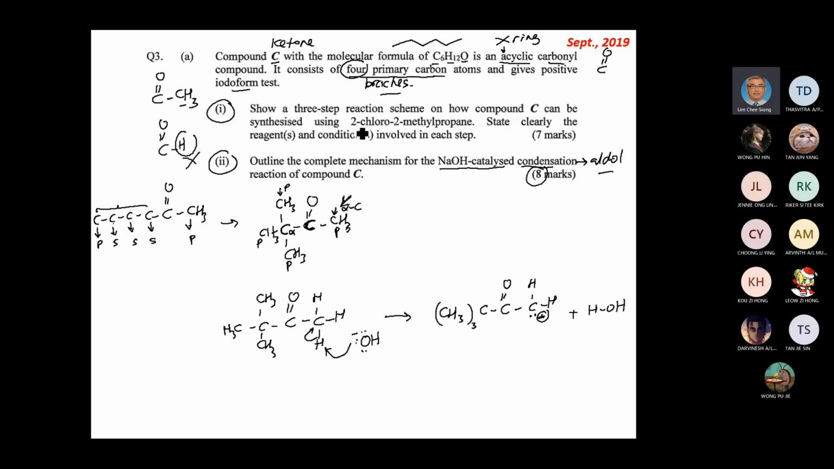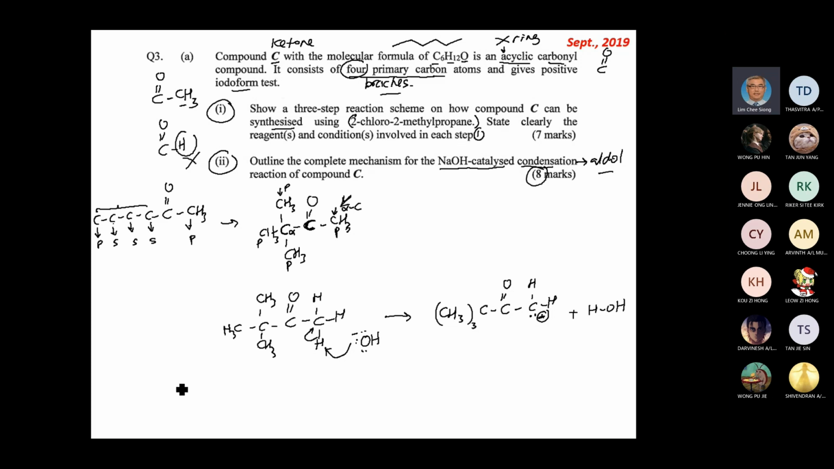Show a 3-step reaction scheme for how compound C can be synthesized using 2-chloro-2-methylpropane. Normally, when the question gives you the name, repeat, have a look, we give you the naming. If you're totally out of time, don't have time to answer, draw the structure here, you can generate 1 to 2 marks. At least you draw it, don't let it go.